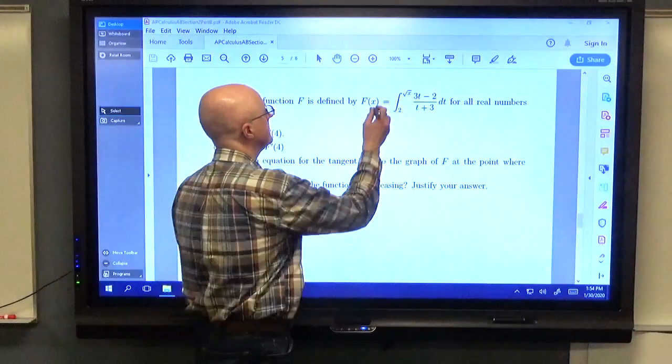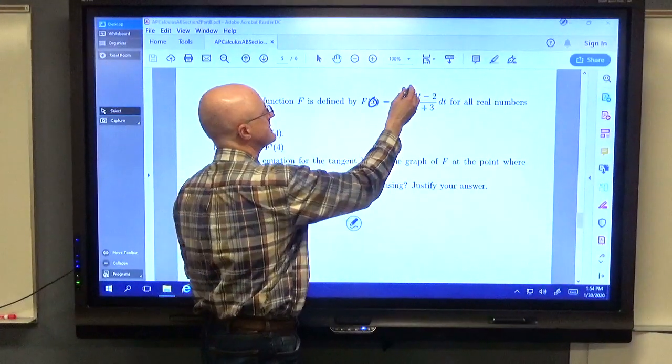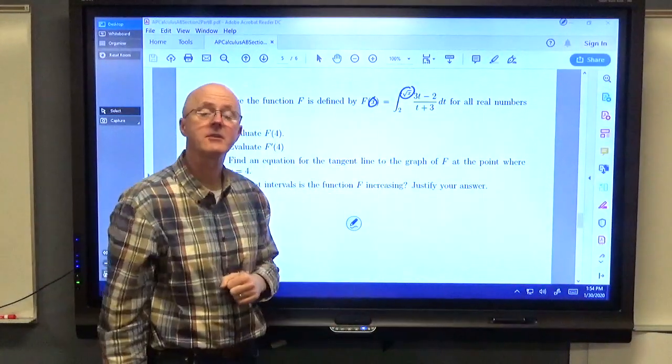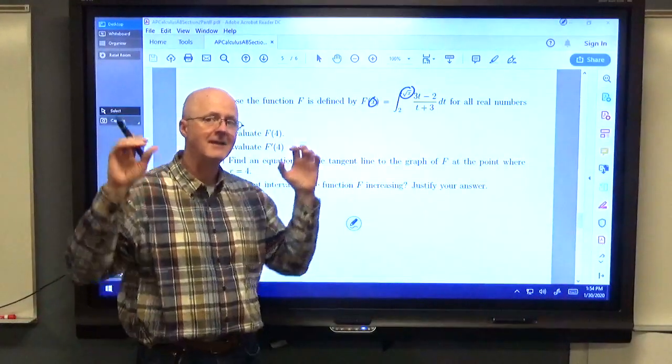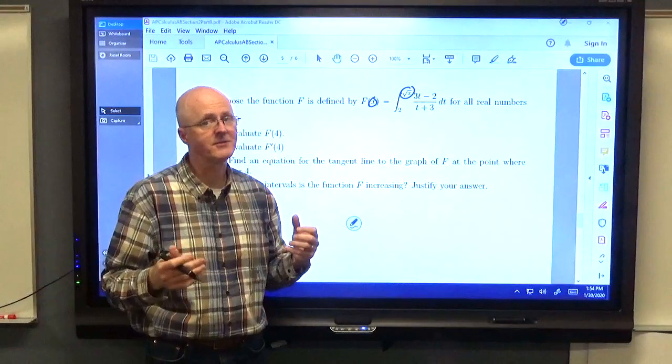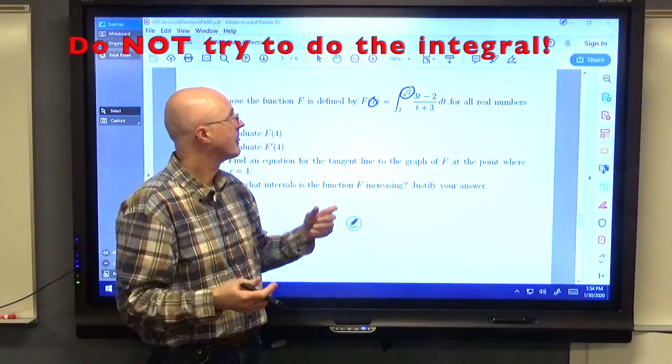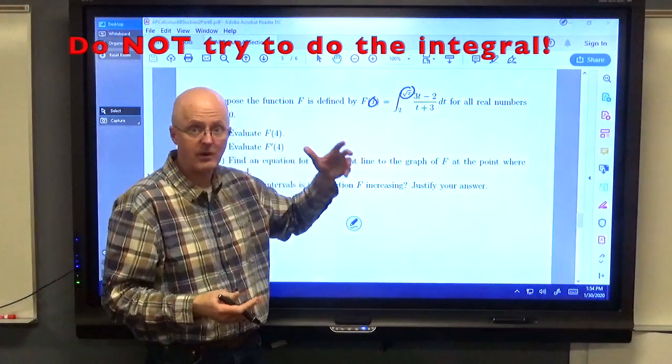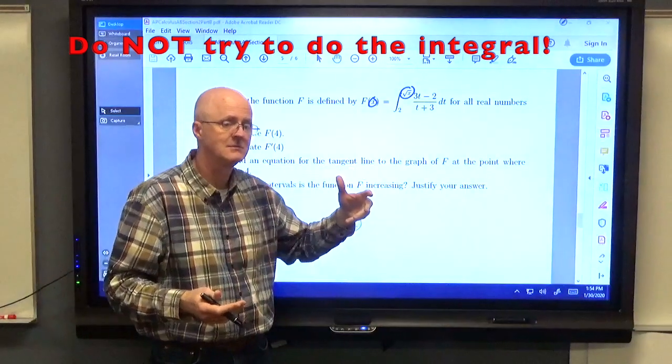Got a function of x. We see an expression involving x in the upper limit of an integral. When you see that, big alarm bells should go off in your mind. I need the second fundamental theorem of calculus here. But because it's not just an x, it's the square root of x, I also need the chain rule.